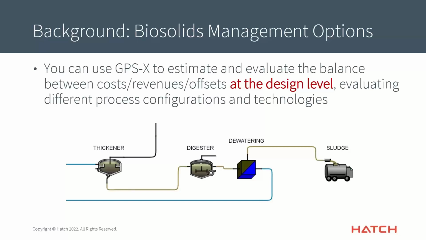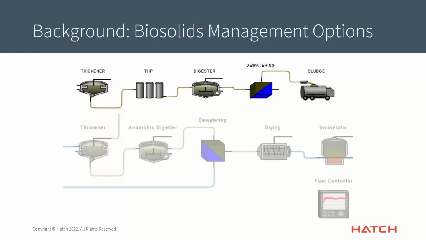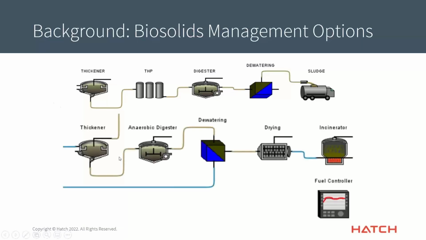such as this, typically conventional, thickener, digester, dewatering option, or maybe you might include a THP unit in here, thermal hydrolysis process. This is something that will take the thickened sludge, break it down, undergo hydrolysis, make it more readily biodegradable, and then put that in the digester with the hopes that you get a little bit better gas production. So those are things that you could evaluate. Or maybe you are going to do the conventional route and then actually take that sludge and dry it and then incinerate it as well. So that's another option that you could model.